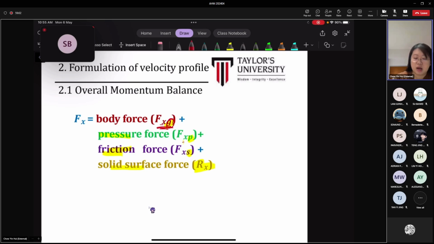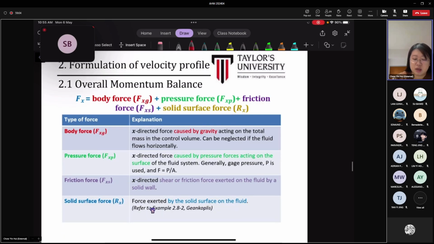So what are these forces here? You can look at the definition here. For the left side of the equation, the sum of forces, when we talk about body force, it is caused by the gravity, which acts on the mass of the control volume.